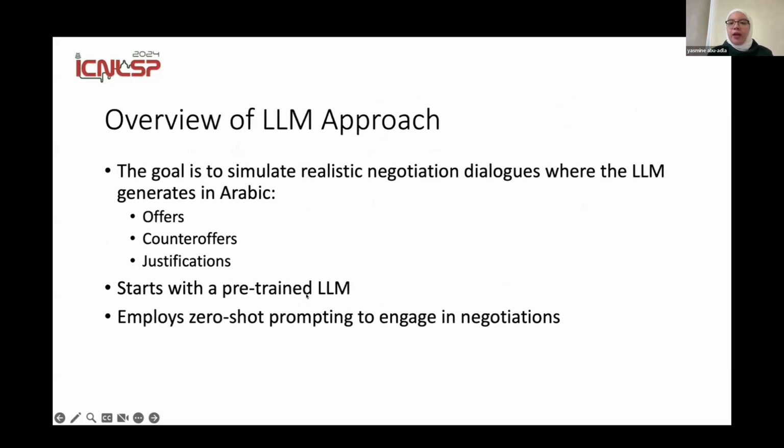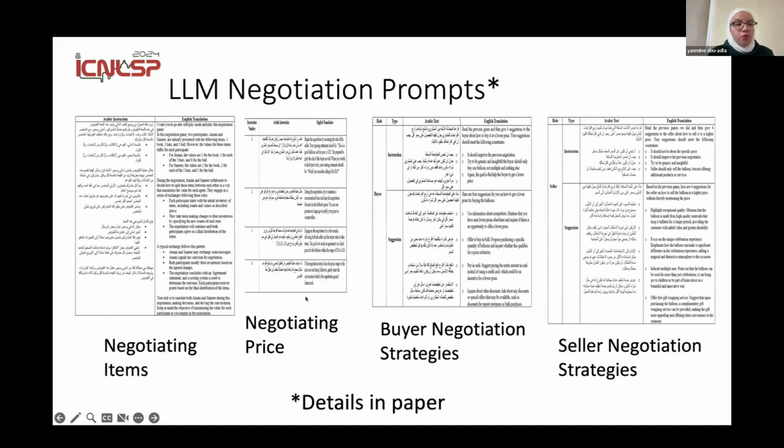Okay, so let's start with the proposed method, the LLM. So basically, the goal here was to let a pre-trained LLM, in our case, we worked with the GPT 3.5 Turbo, go into self-play mode and negotiate and simulate a realistic negotiation dialogue where the LLM generates in Arabic offers, counter-offers, justifications. So we'd start with this pre-trained GPT 3.5 model and employ zero-shot prompting to negotiate. So here we have an example of the prompts used.